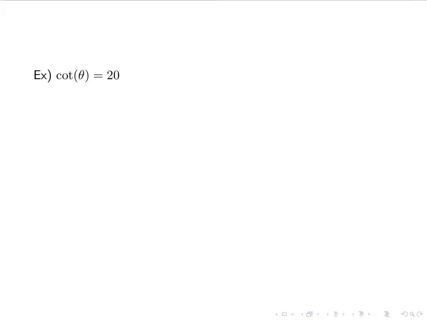So again, we have cotangent, that's not a button on our calculator. So we're going to flip both sides. So the reciprocal of cotangent is tangent. The reciprocal of 20 is 1 over 20. So theta is tan inverse of 1 over 20. Okay, so again, take the reciprocal trig function, take the reciprocal of the number. And we get 2.86 degrees.